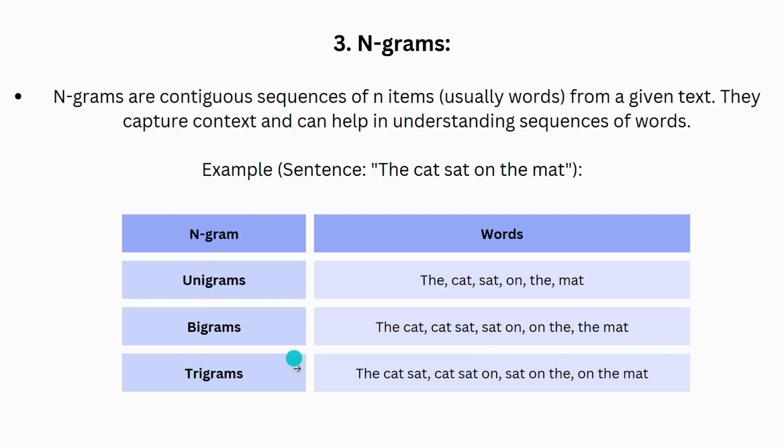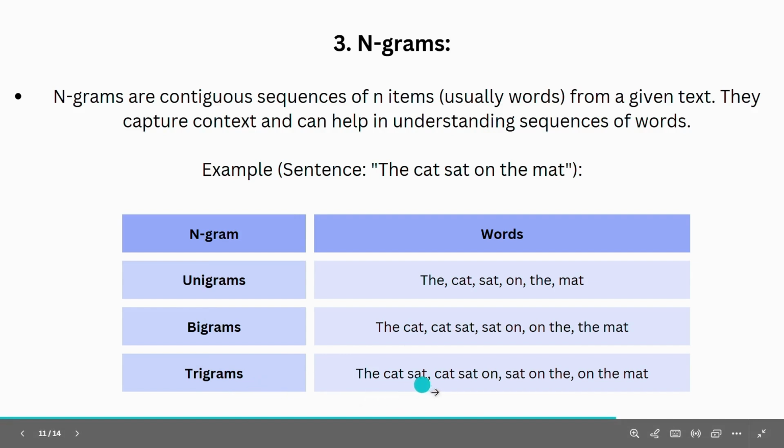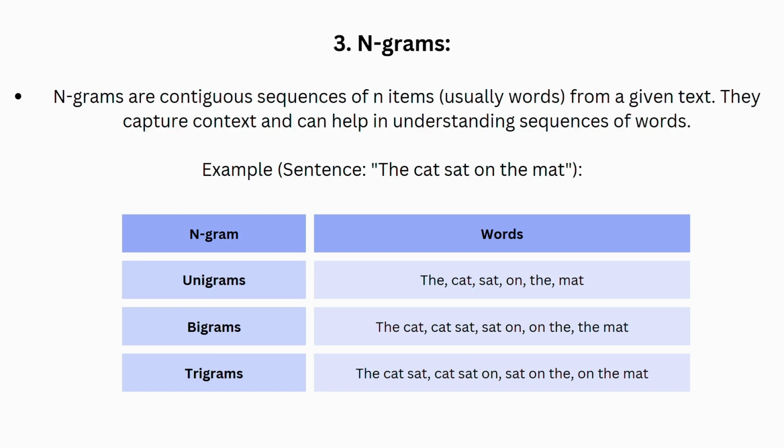The trigram: the cat sat, on the mat. By using trigram we can get the answer, but the complexity of the dataset will increase. By using bigram we can get the correct answer. By using unigram we can't get the correct answer.